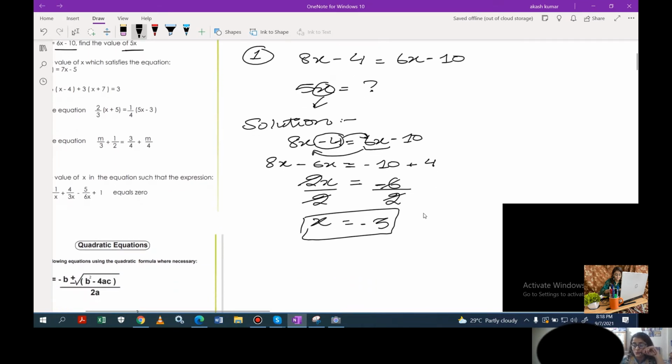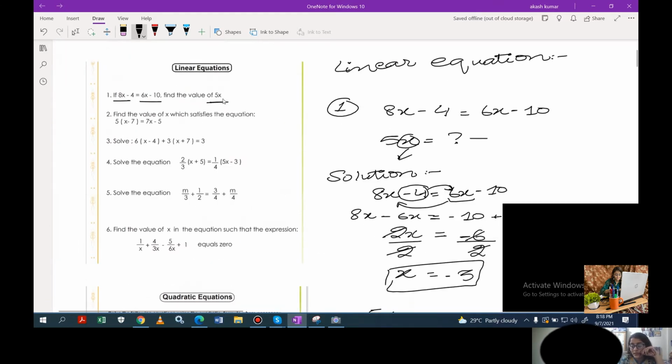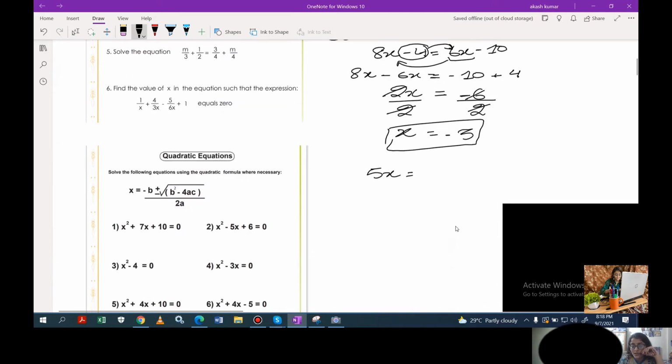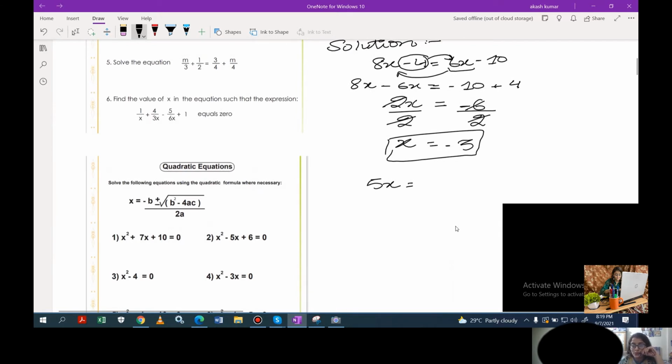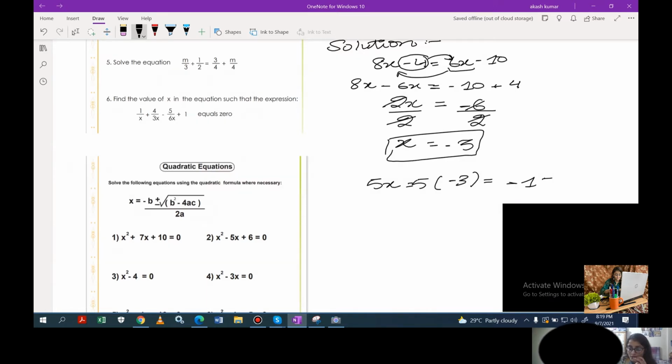When we put this value here and multiply it with 5, because at the end of the question we have been asked to find the value of 5x, we have to multiply our value of x by 5 to get the value of 5x. So x is minus 3, right? Yeah. So what will be 5x? Negative 15. Yes, negative 15. Is it clear? Yeah. Okay, great.